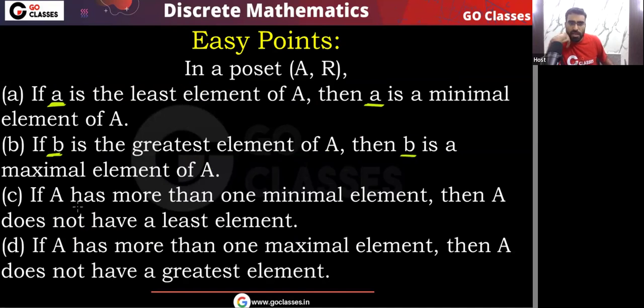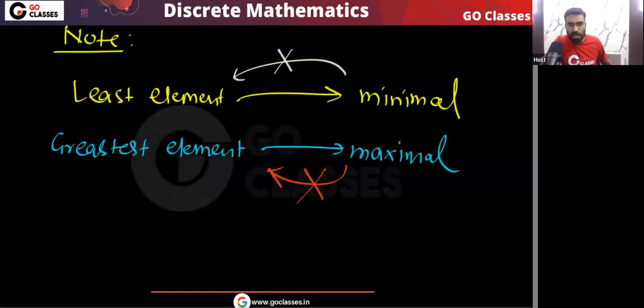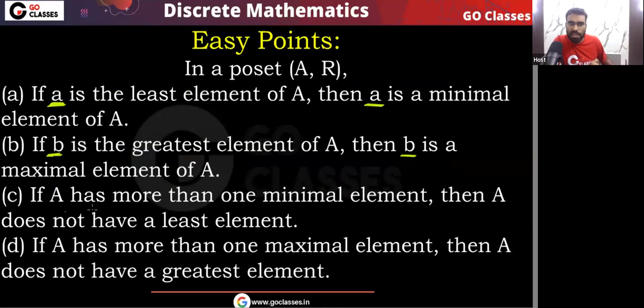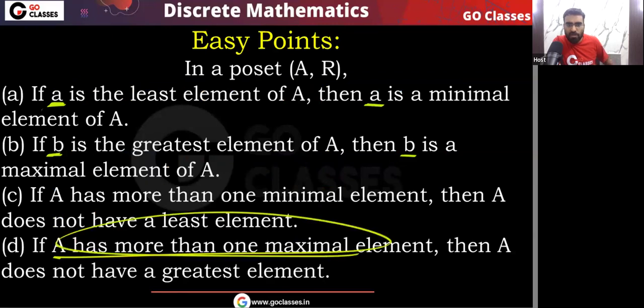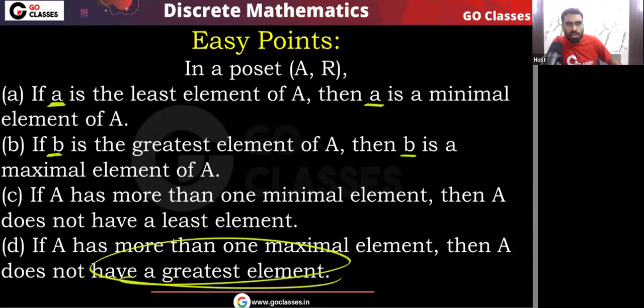You can notice, if you have more than one minimal element, can you have a least element? You cannot have a least element. If you have more than one minimal element, then we cannot have a least element. If you have more than one maximal element, then we cannot have a greatest element. So these are some easy, very simple points.